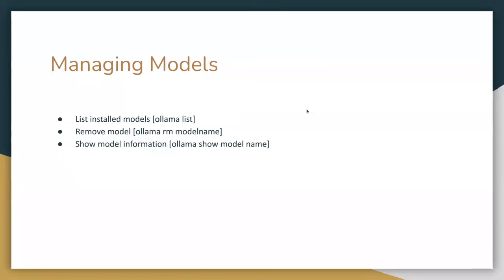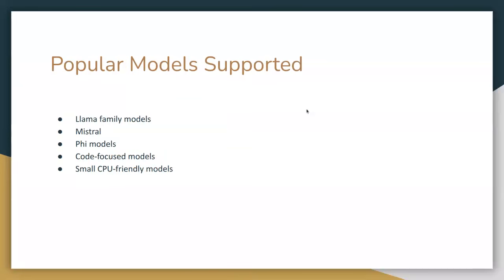Managing models: simply we can list those models using the command ollama list. Remove model with the model name: if you don't require an existing model, we can remove it. And show model with the model name to show model information. Popular models supported: there are a few popular models which are supported, like Llama family models, Mistral, Phi models, code focused models and small CPU friendly models.